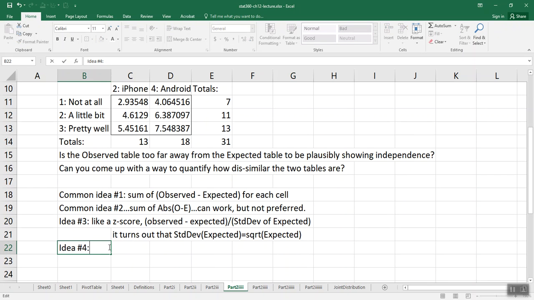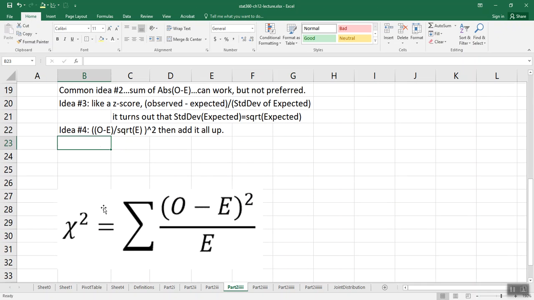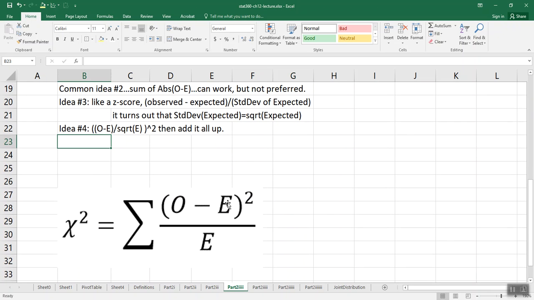So what we end up doing is observed minus expected divided by square root of expected, and then we square all of that, and add it all up. So that gives us a formula called the chi-squared value, and here's the big formula for it. Observed minus expected squared over expected. You can see we've distributed this squared over the square root to cancel it. So that is called chi-squared, and chi is written like an x here. And then in the next video we'll go apply that to the table that we've been working on.